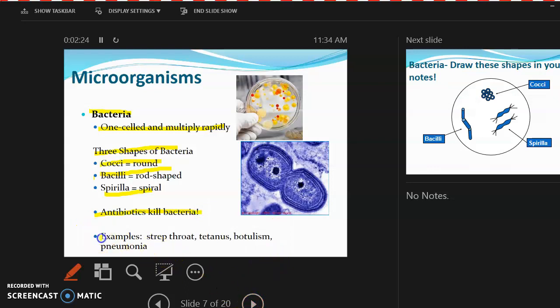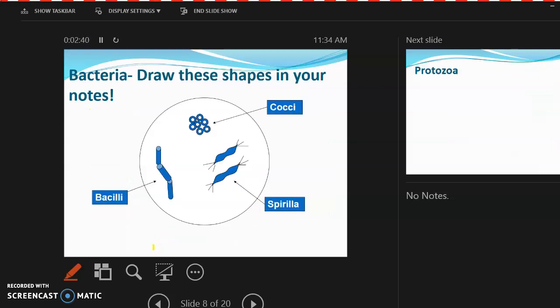Some examples, and make sure you write these down because you'll need them: strep throat, which is why anytime you go to the doctor with strep throat they'll give you an antibiotic, tetanus, and pneumonia. Pneumonia is treated with an antibiotic as well. Here are your 3 shapes, and if you'll draw these in your notes, this is your visual.